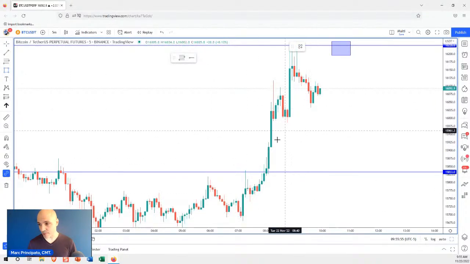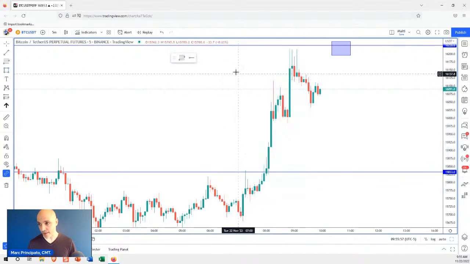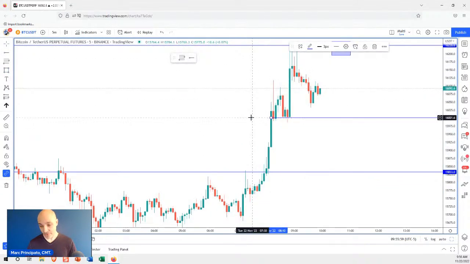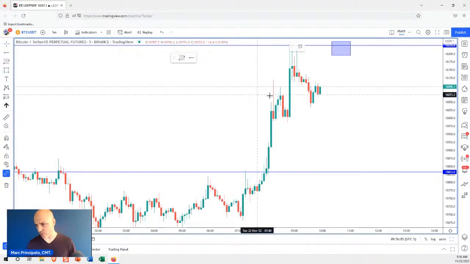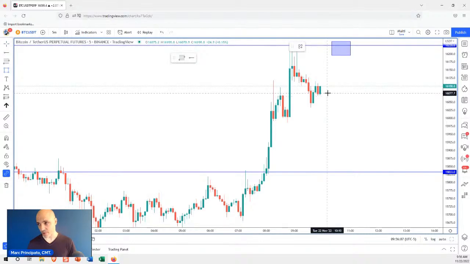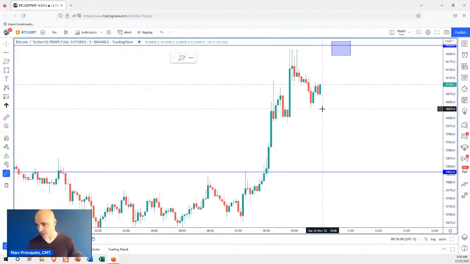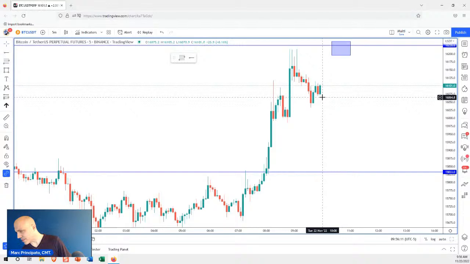Because we have this structure and it's still in play. Again, it can change, but that's what I'm looking at. So I'm going to consider the long signal, not the short signal in this area. Now that's actually taking place right now.